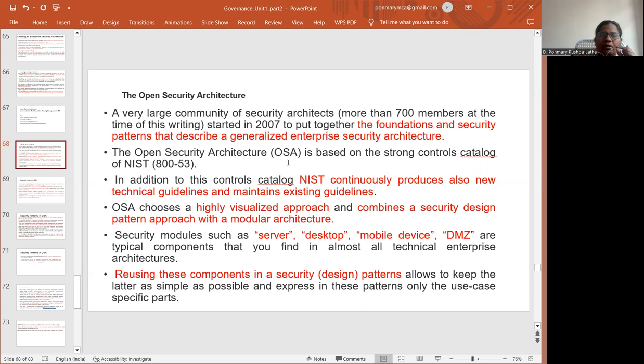It also goes with the modular architecture. So in the security models, we have server, desktop, mobile devices, and DMS as the different components. You have to secure that. And also you have to reuse these security patterns. Whenever we go with any security patterns, you have to reuse that.